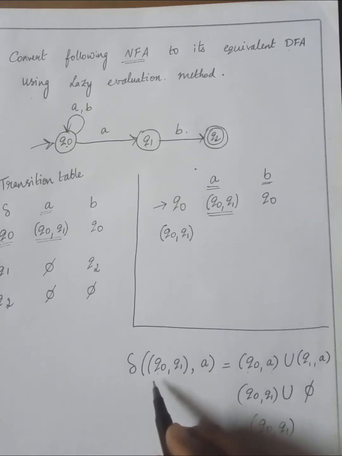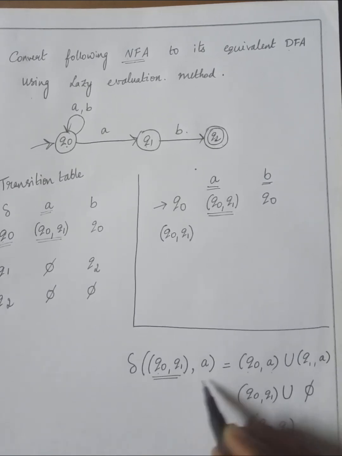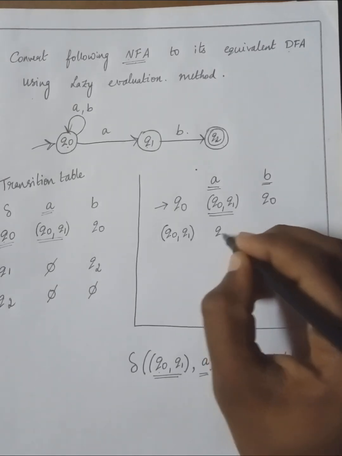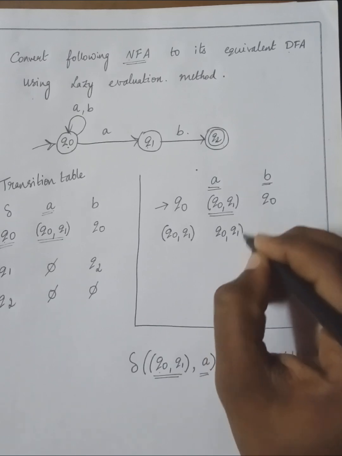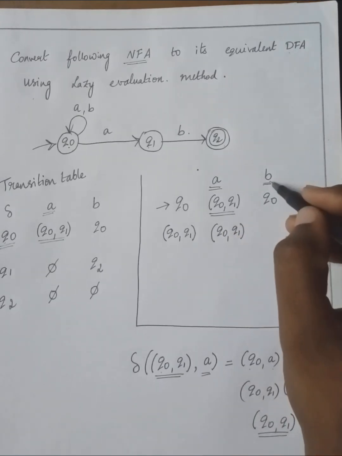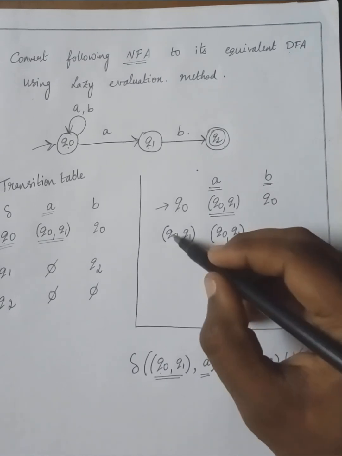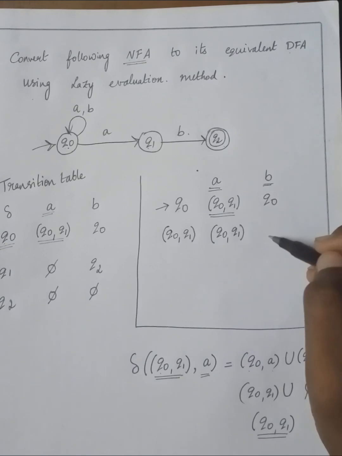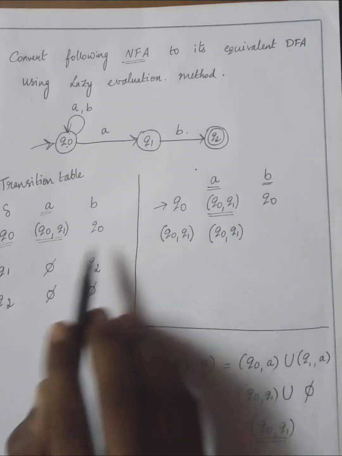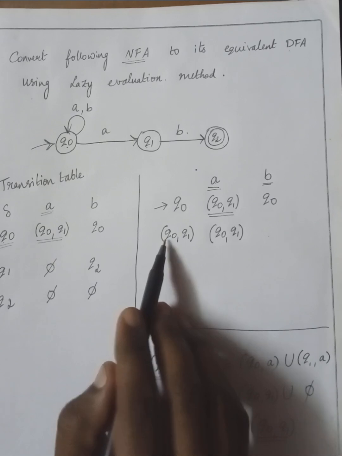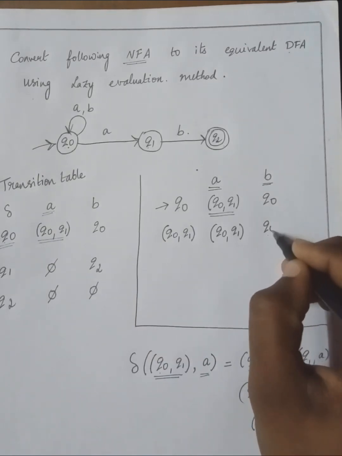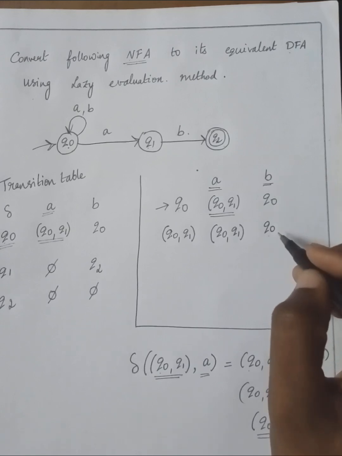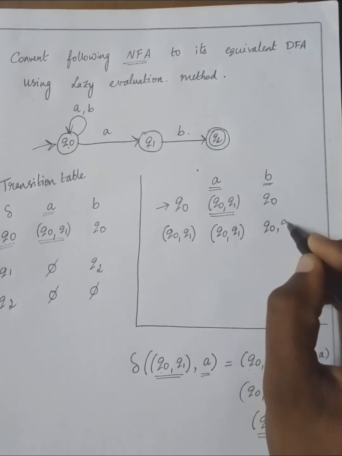Okay, so therefore the transition Q0, Q1 on A goes to Q0, Q1. So that is Q0, Q1. In the same way, we want to do it for the B input also. Q0 on B, where does it go? In the same way, Q1 on B, where does it go? First we'll see Q0 on B. Q0 on B goes to Q0 itself, and Q1 on B goes to Q2. So we need to join that also, that is Q0, Q2.